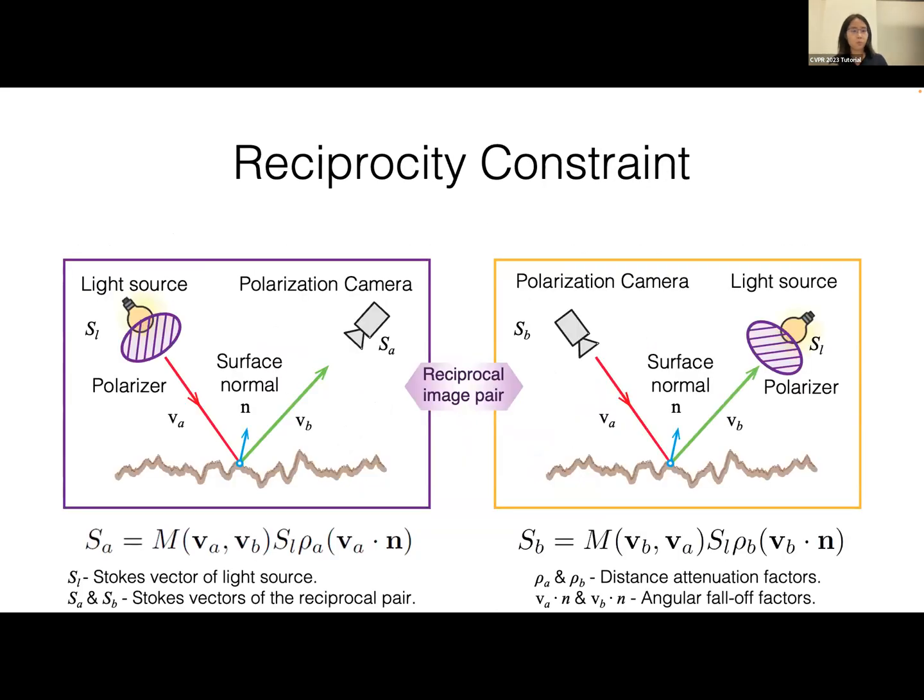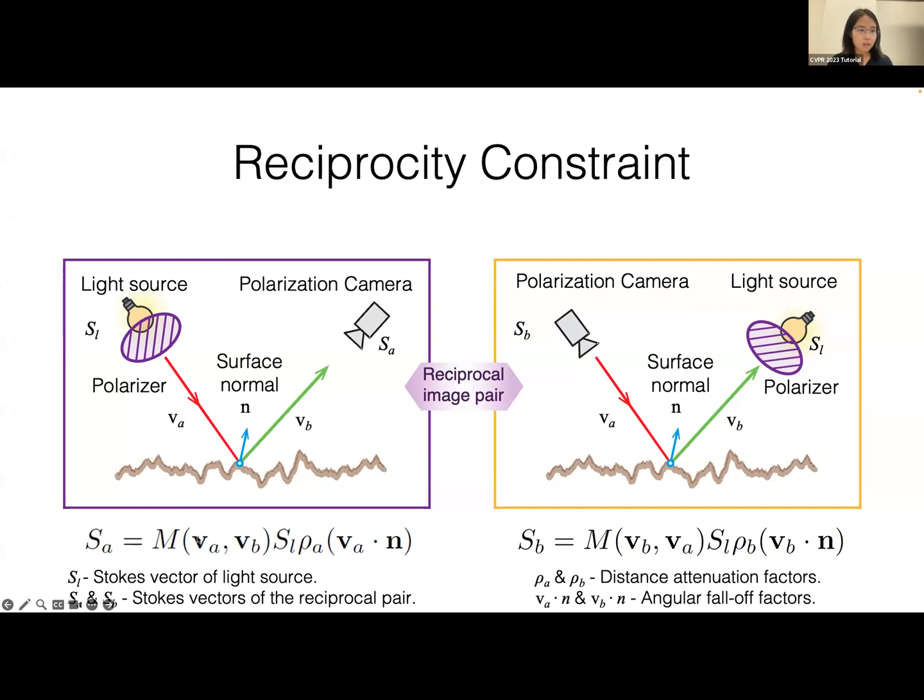So with this, we can also do a similar setting as the standard HS for shape estimation. By exchanging the light source and camera position, we can take two images, which we also call the reciprocal pair. But the image formation equation is changed with the Stokes and Mueller representation.